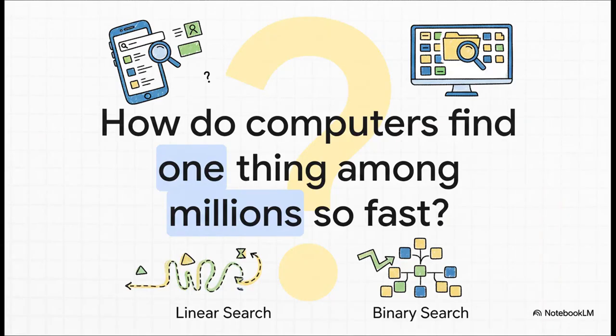I mean, seriously, think about it. You search for a file on your laptop, a name in your phone, and bam, it's just there, instantly. How in the world does a machine sift through maybe millions of pieces of information to find that one specific thing you're looking for? That's the big puzzle we're going to solve right now.